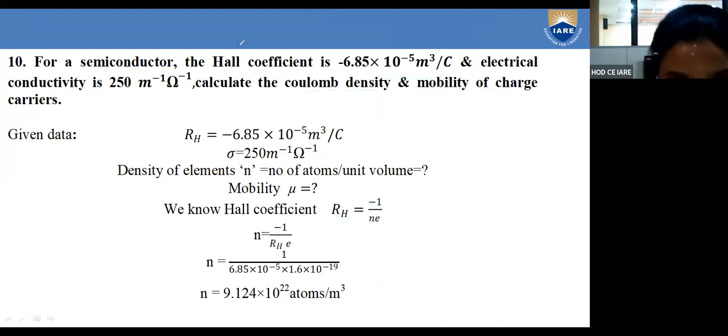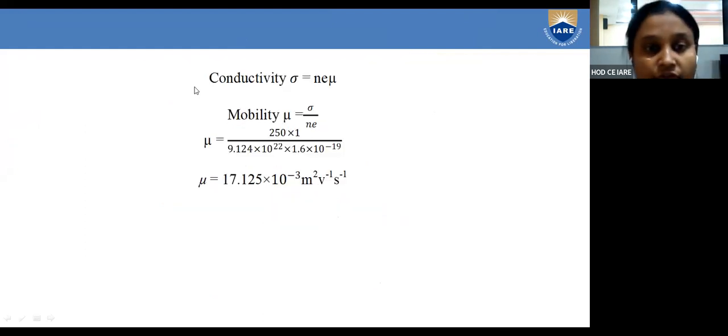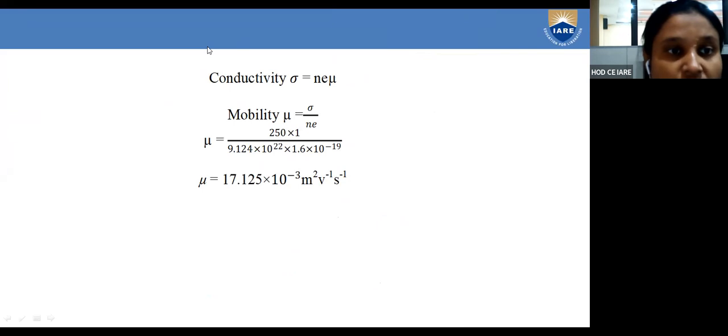Okay, ma'am, I'm changing the slide. So this is the second half of the problem. So what else do we need to find in the problem? One second, my students.